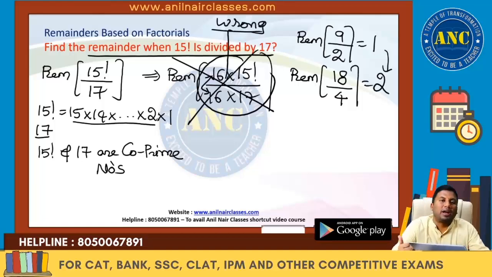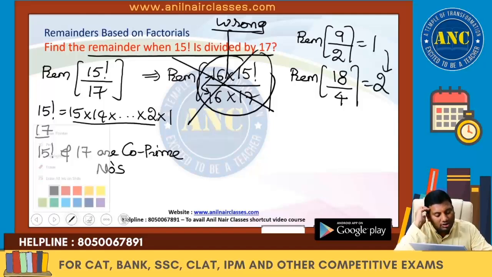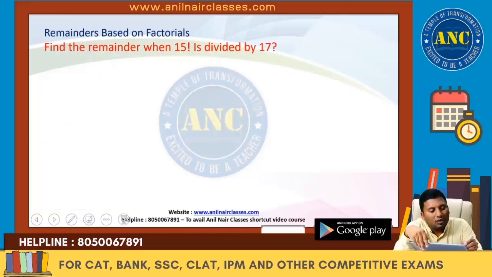Don't multiply and divide by 16. If you multiply and divide by 16, numerator and denominator will not be co-prime to each other. I want it to be co-prime to each other. So this method of multiplying and dividing by 16 should not work. Now see here. How to do it?